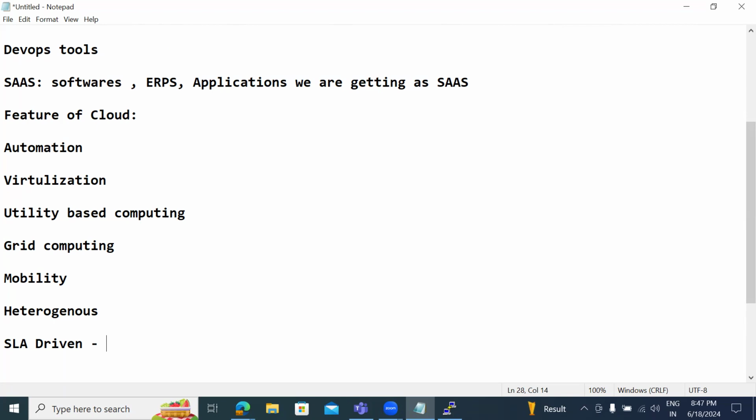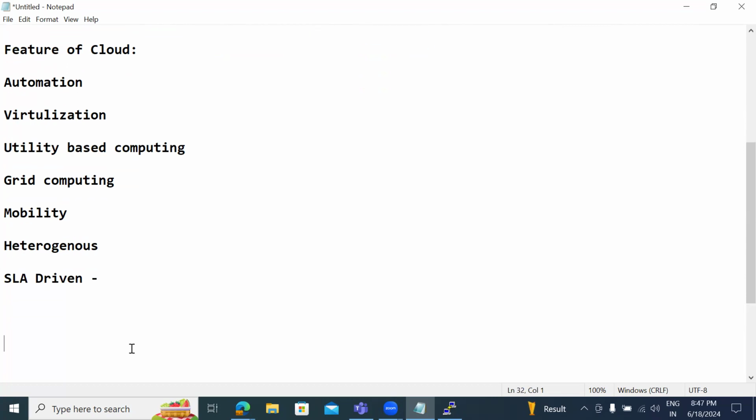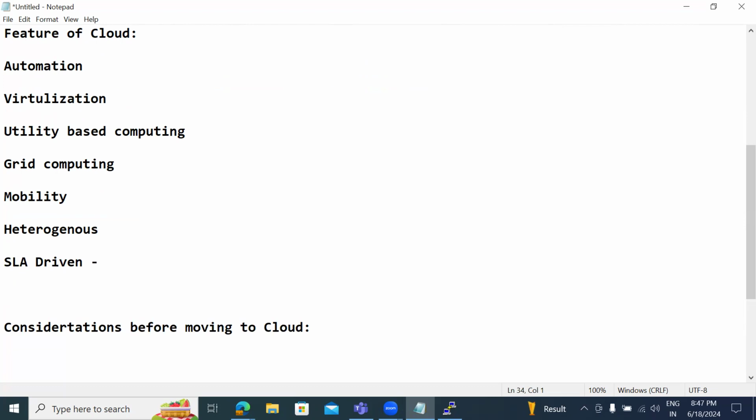Most of what we have discussed are advantages. Can you tell some considerations before moving to cloud? I don't call them disadvantages. I'll call them doubts we may have in our mind. Our company decided to move to cloud. So what may be the doubts or considerations we have?